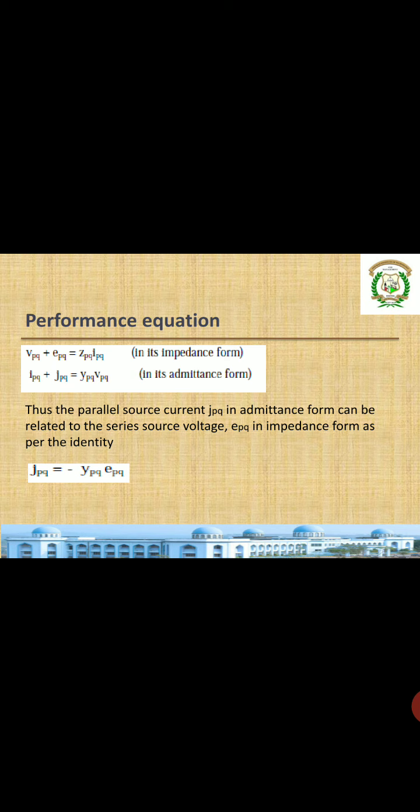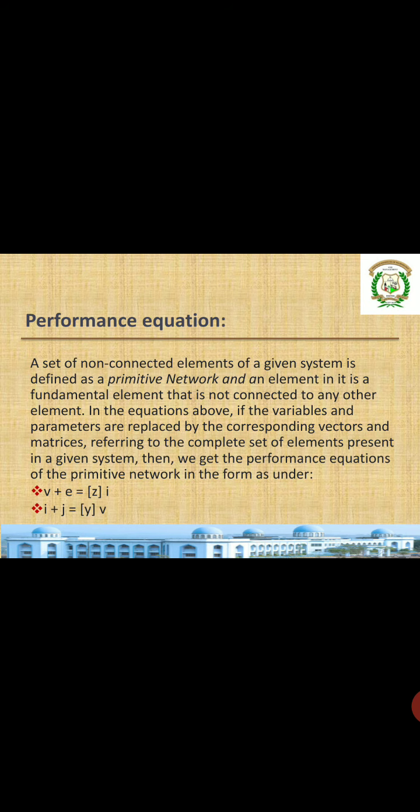YPQ into VPQ. Thus, the parallel source current JPQ in admittance form can be related to the series voltage EPQ in impedance form. As per the identity, we can write JPQ is equal to minus YPQ EPQ. Instead of JPQ we can write it as minus YPQ EPQ. Continue with this performance equation.